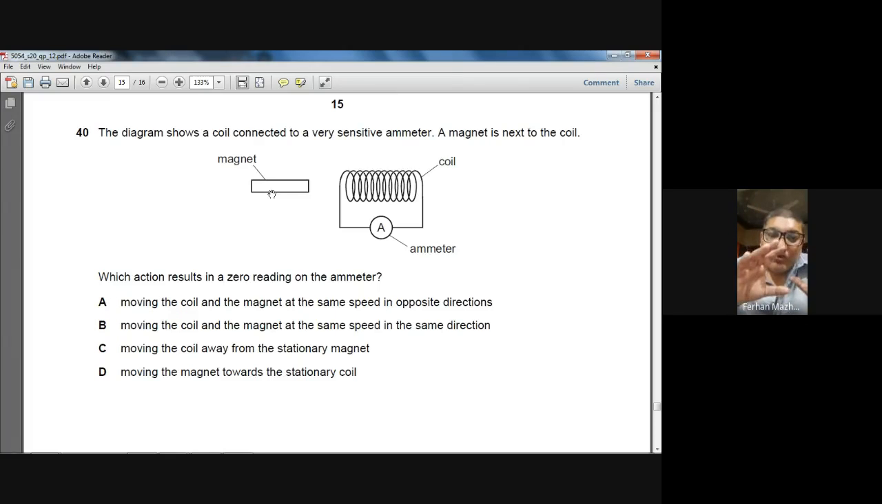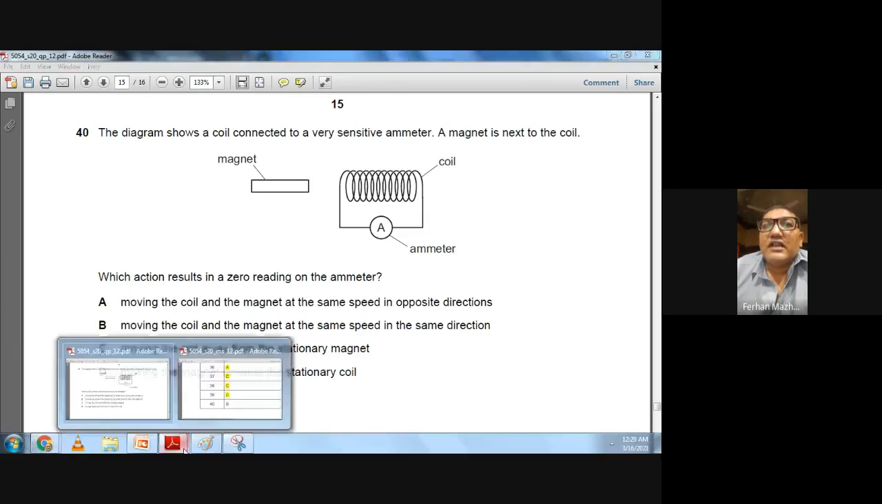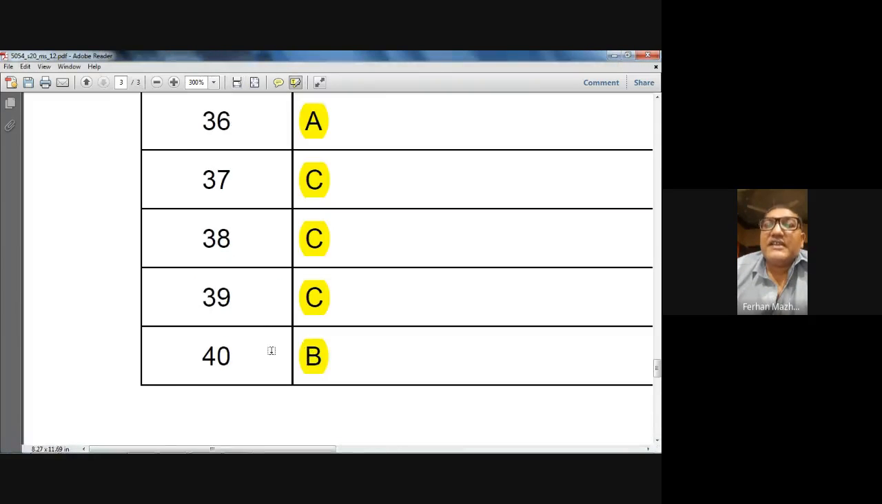If both of them are moving in the same direction with the same speed, relative to each other, they are not moving. When the magnet and the coil are not moving relative to each other, no EMF is induced in the coil, and the ammeter will show zero deflection. So B is the option. Let me check. Yes, sir. B is the right option.